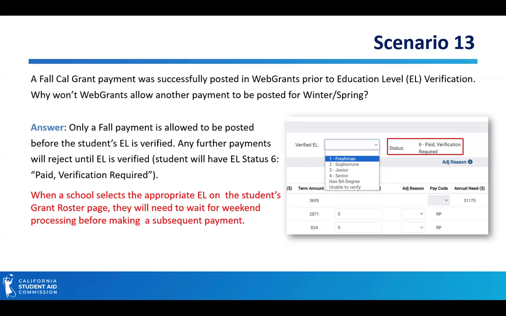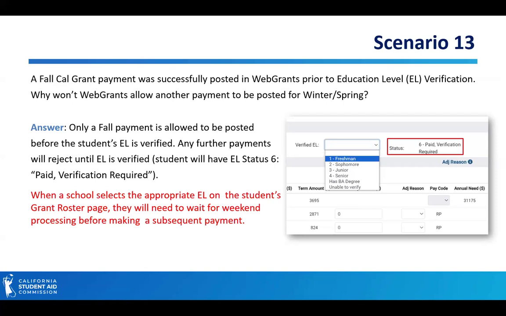But I want to also point out that hopefully we are doing the education level verification before payment, because there is a scenario where if you don't do it, well, I'll quickly go over it. Basically, student shows as an EL2. They have a Cal Grant B. That means our system is saying, okay, the student is eligible for both tuition and fee and access. So in the fall term, you pay the student tuition and fees and access.